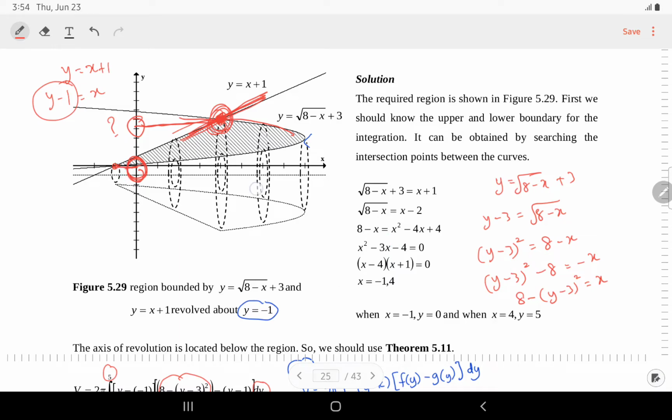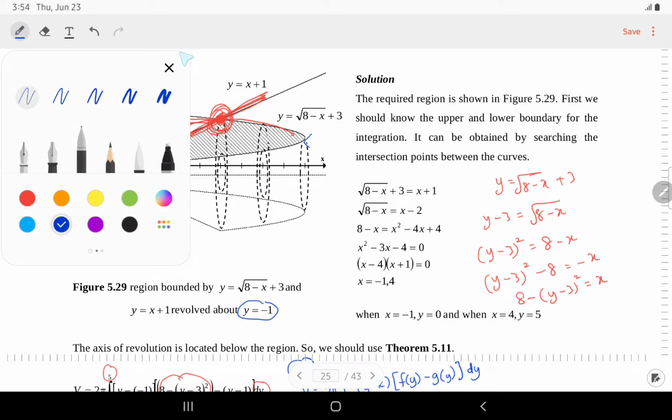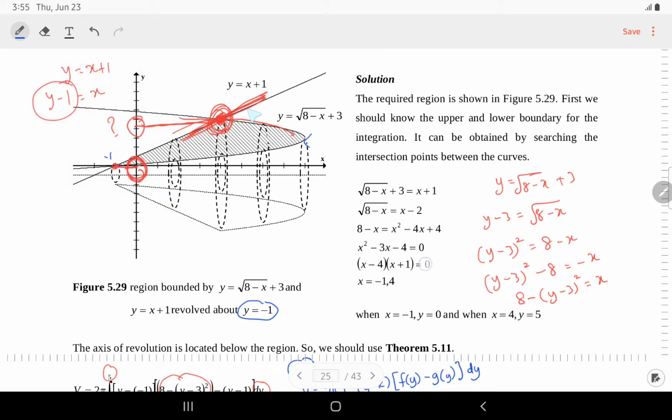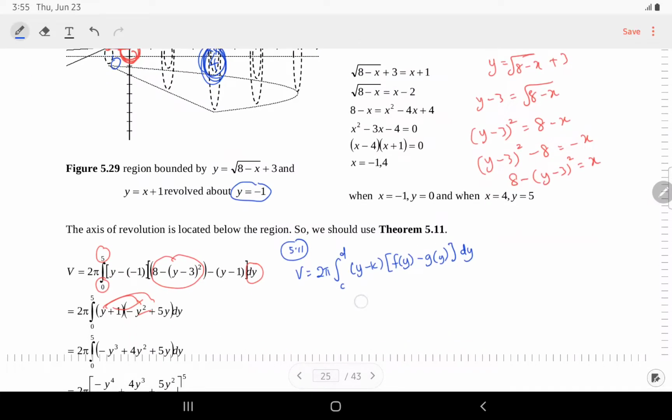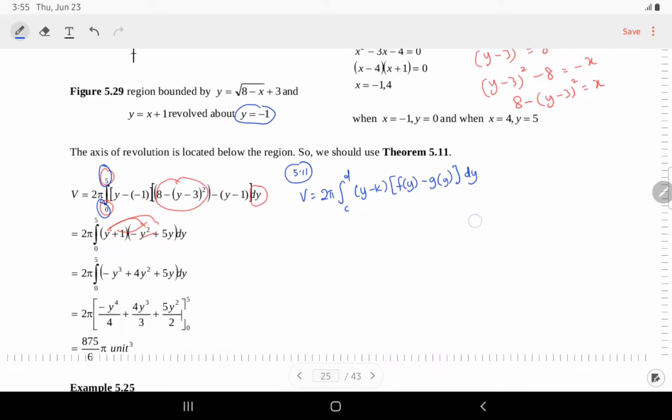So maksudnya dekat sini nilai negative 1, ni nilai x, negative 1. Dekat sini 4. Tapi kita tak nak nilai x, kita nak nilai y kat sini berapa. Okay, so kita tahu kalau when x equal to 4 akan jadi y equal to 5. Macam mana dapat? Masukkan dalam mana-mana function. Contohnya kita masukkan dalam ni, y equal to x, x equals 4 kat sini, plus 1, 4 plus 1 equal 5. So nilai y kat sini adalah 5. So kita tahu limit dia daripada 0 hingga 5. Okay, so kita letak 0 hingga 5 lah kat sini.